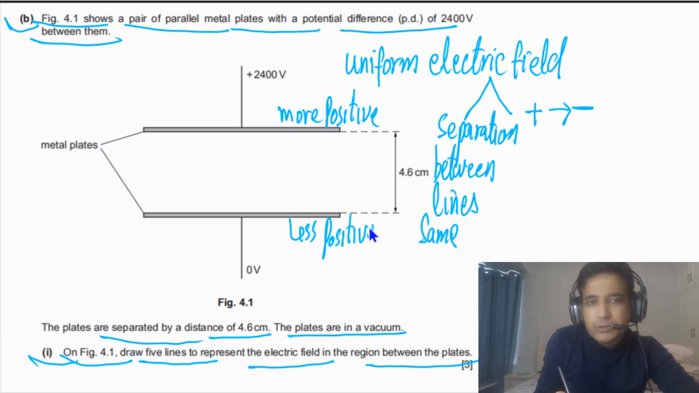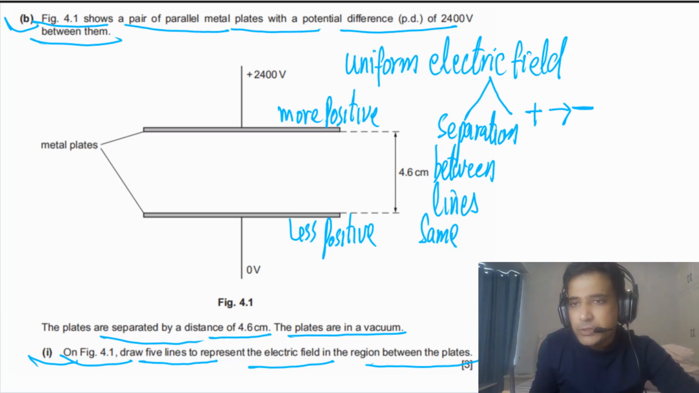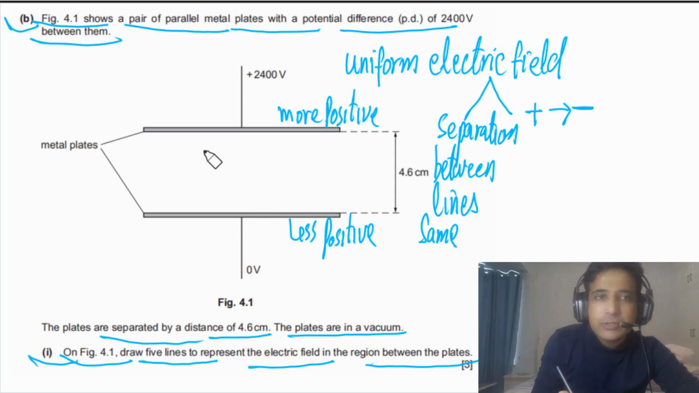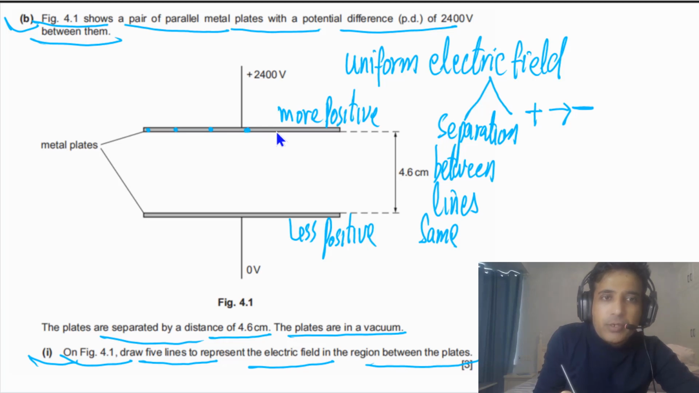So these are the points you need to understand. If you understand these points, then we can simply draw our electric field lines. We can start with one electric field line here, another one at this point, another at this point, and another like this. So these can be the possible electric field lines.